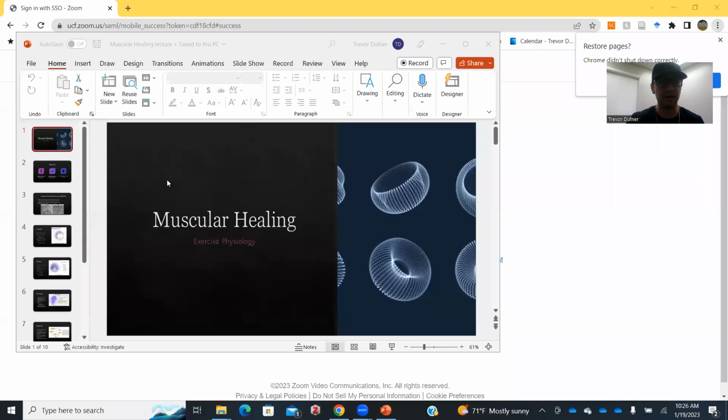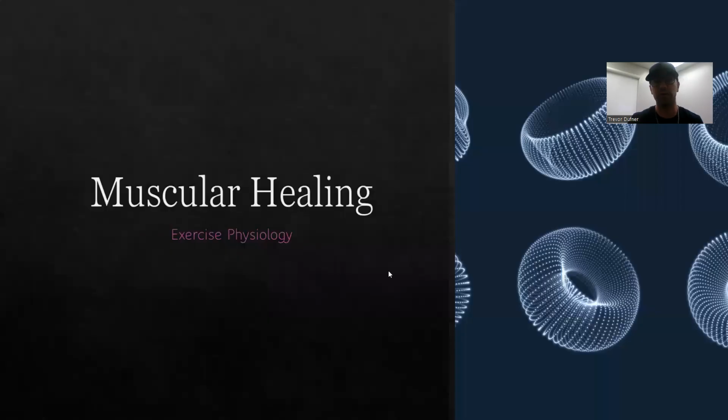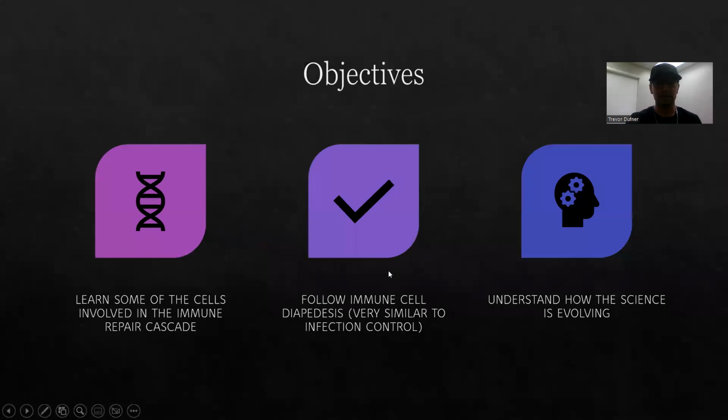Like I said, I want to talk about this because I think it's really, really cool. Okay, I'll share my screen with you. I think it's really, really cool, and this is what a lot of the research I will be doing here at UCF will involve. So, muscular healing. Today the objectives are to learn some of the cells involved in the immune repair cascade, as well as follow these immune cells through diapedesis, which is a process of recruitment very similar to infection control. The process that the muscle goes through in repair is very similar to just infection control.